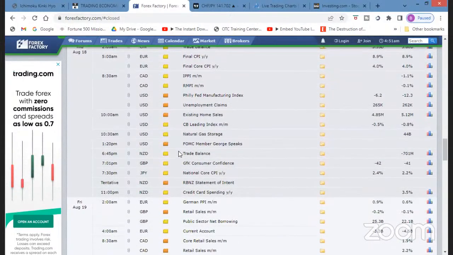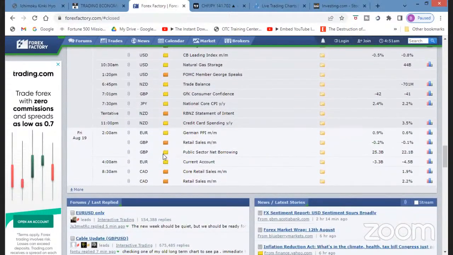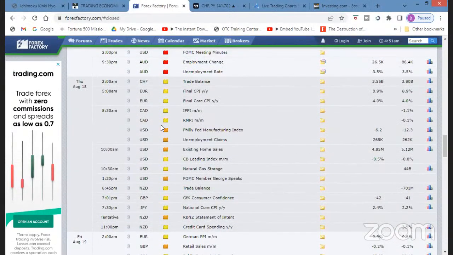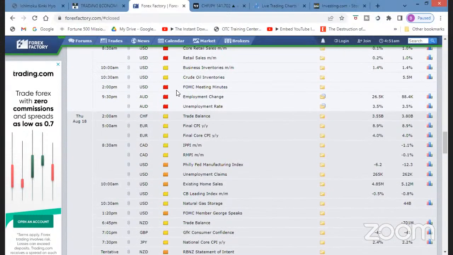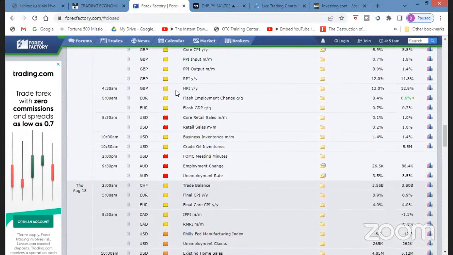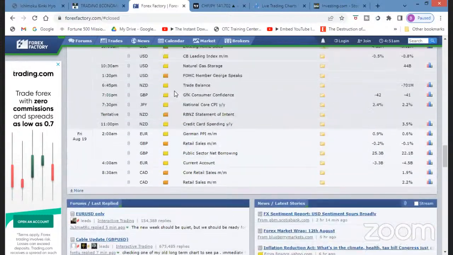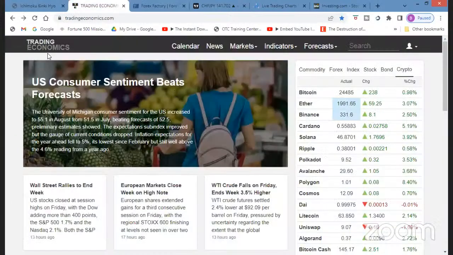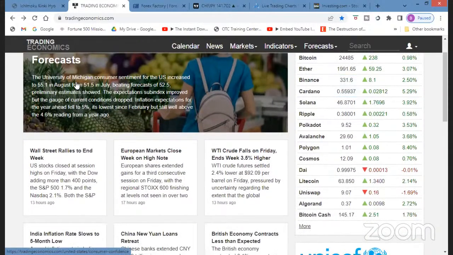Whereas this week was fairly light, things start to pick up again next week. Last week we had some price action, but it was really a slow back and forth week. The market couldn't necessarily make up its mind. So we'll continue to watch to see what goes on. Coming to Trading Economics, you see the main story coming out of Friday was U.S. consumer sentiment beats forecast.